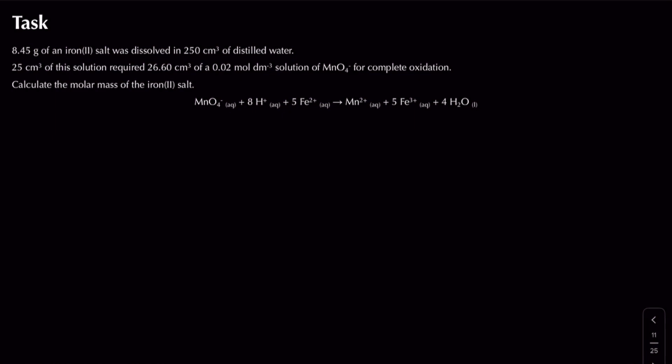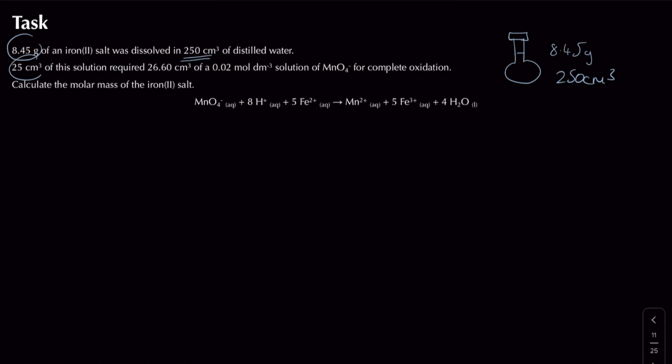So starting off with this question then, we're told 8.45 grams of iron salt was dissolved in 250 centimeters cubed of distilled water. So I've got here a volumetric flask, and in here I'm going to have my standard solution, which is going to be containing 8.45 grams of our iron 2 salt. So not just iron, but iron 2 as a salt. And then we've also got 250 centimeters cubed of our solution here.